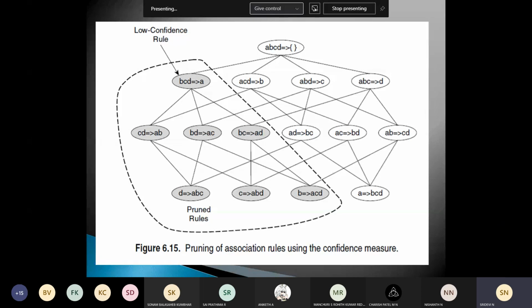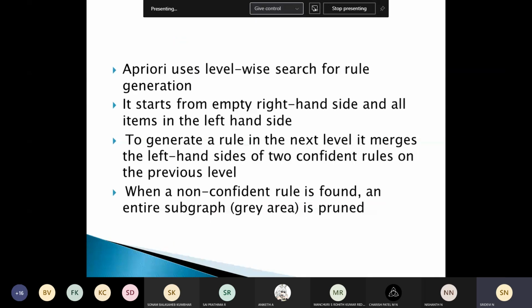We will be given some support and confidence, and any rule which is below that confidence value will be pruned. So low confidence rules will be pruned. So Apriori uses level-wise search for rule generation. It starts from an empty right hand side and all items in the left hand side.